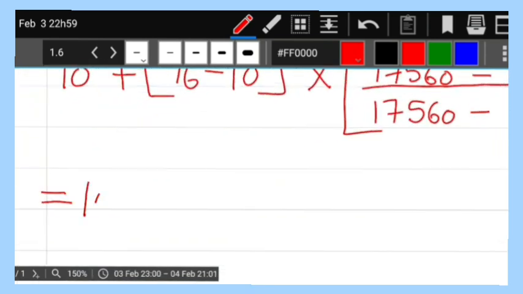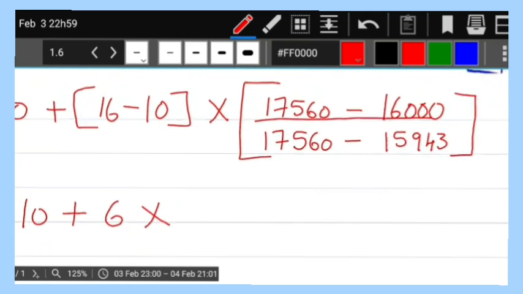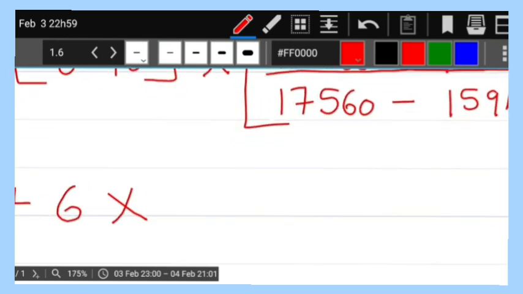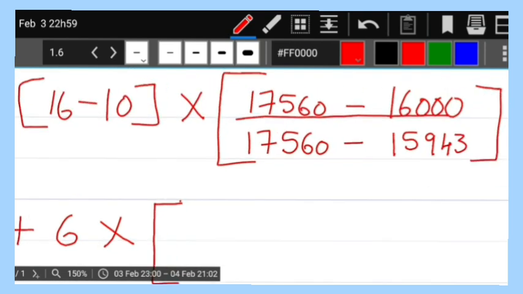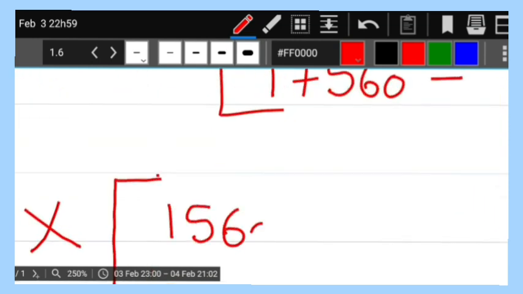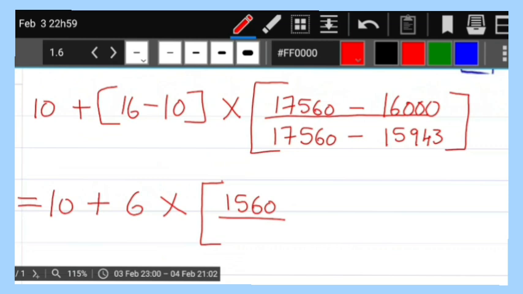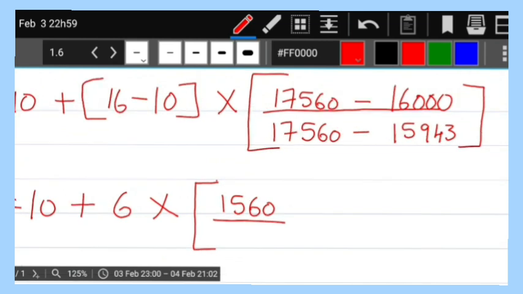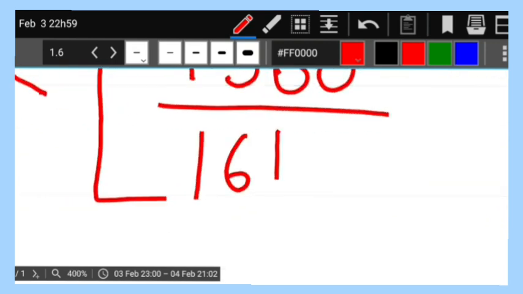10 plus 16 minus 10, 6 into. Now we have to subtract. Okay, the numerator first, then later on the denominator. Put a bracket here. 17,560 minus 16,000, you will get 1,560 as the answer for the numerator, and 17,560 minus 15,943, you will get 1,617 as the answer.